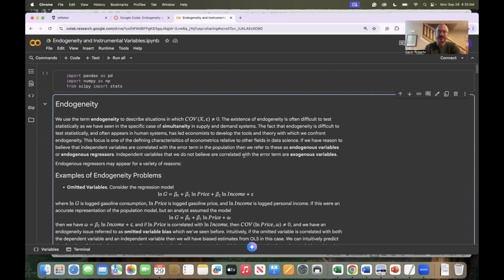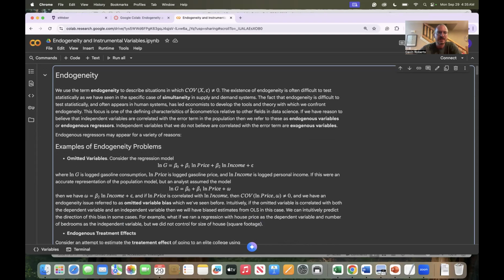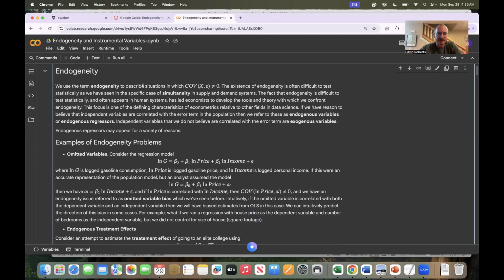So first, I'm going to give you a bigger, more bold sort of background to endogeneity because we've mostly looked at specific examples like simultaneity in the supply and demand system, but there's other examples where this can show up. So we use the term endogeneity to describe this situation where the covariance between our independent variables and the population error terms is not equal to zero. So something is causing correlation between our independent variables and our population error terms.